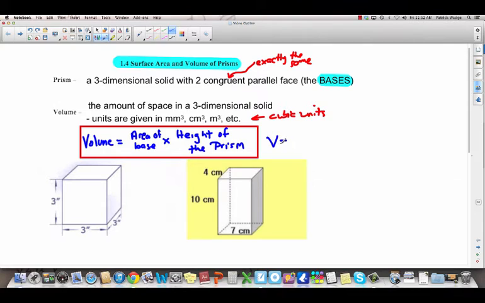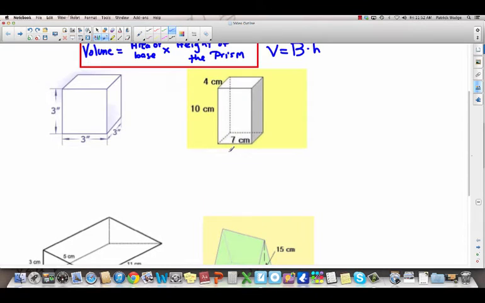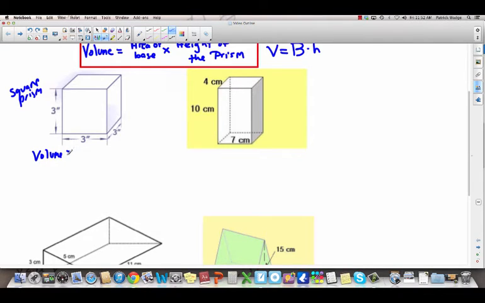So another way we could write that is volume equals capital B for area of base times h for the height of the prism. Okay, so let's try a few of these. First of all, what kind of shape did we say this is? You name them by the base. So the base of this is a square, so this is a square prism. And the way we're going to get the volume is we're going to get the area of the base. Well, that means we're going to get the area of a square, because that's what the base is. And then we're going to multiply that by the height of the prism.